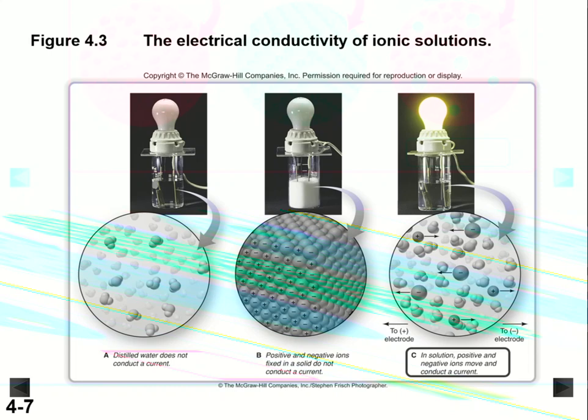But if I throw the salt into the water, then I have the figure on the far right. Now the sodium ions and the chloride ions can move through the water and carry the electric current, and the light bulb comes on. That helps to prove to us that the ions are indeed free in solution and can move.